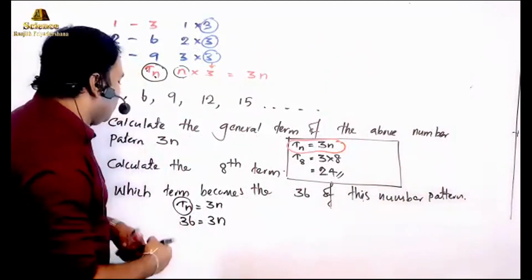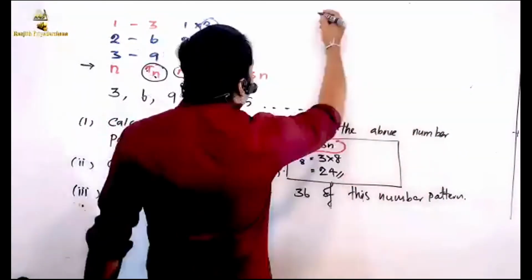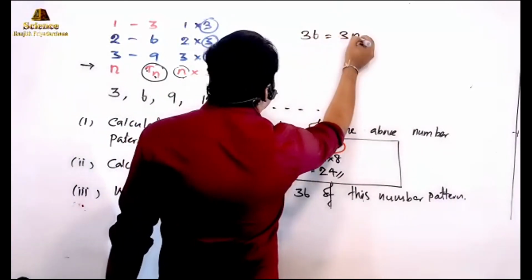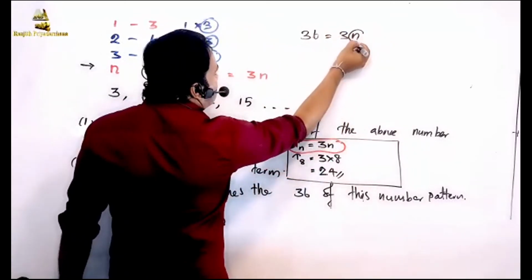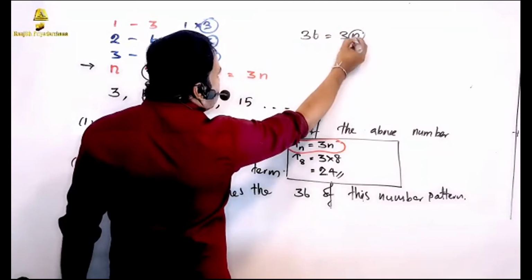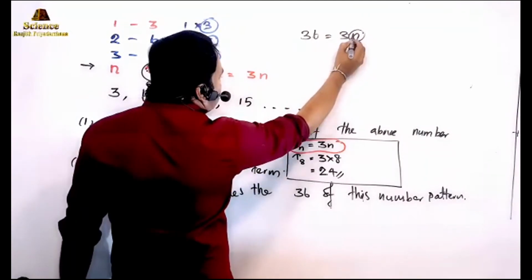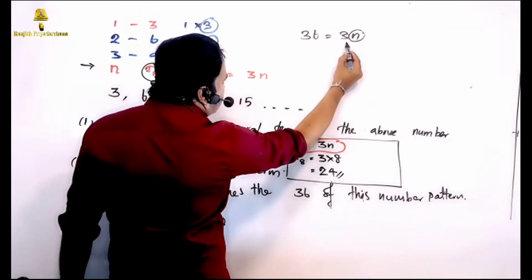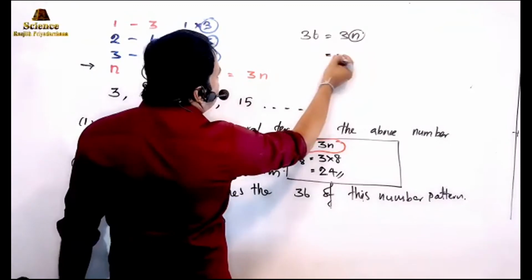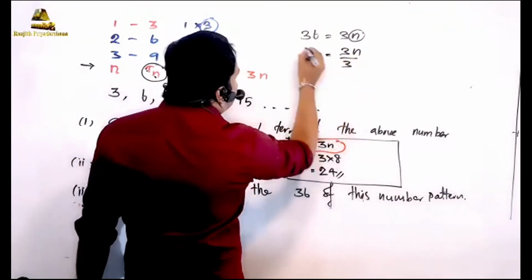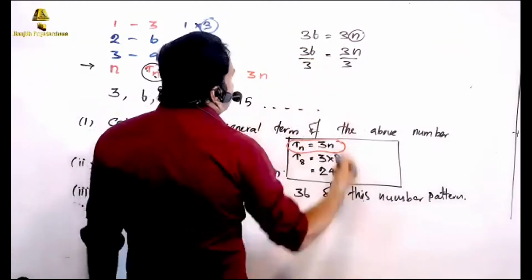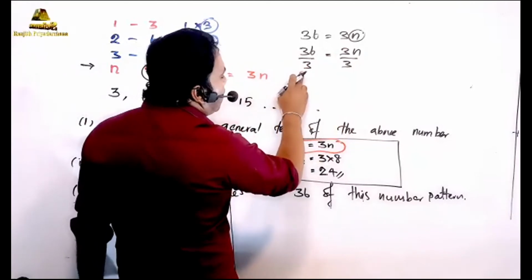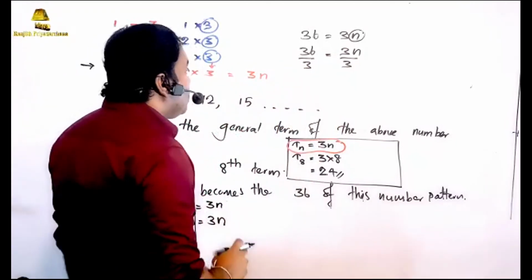This is a simple equation, not a big problem anymore. 36 equals 3n. So you have to find the value of n. What do we do? Since 3 and n are multiplied, you have to divide both sides by 3. Then 3n upon 3, 36 upon 3. So then you can understand and get the answer. How many times does 3 go into 36?